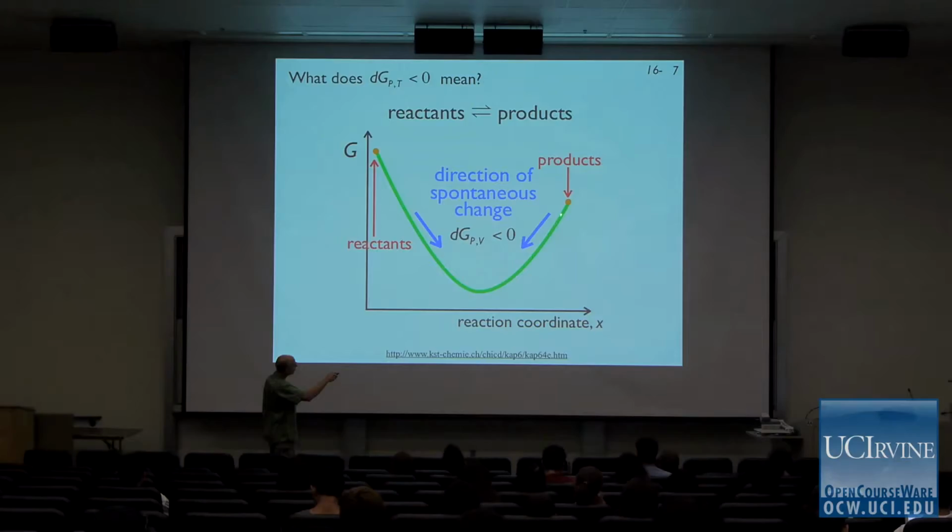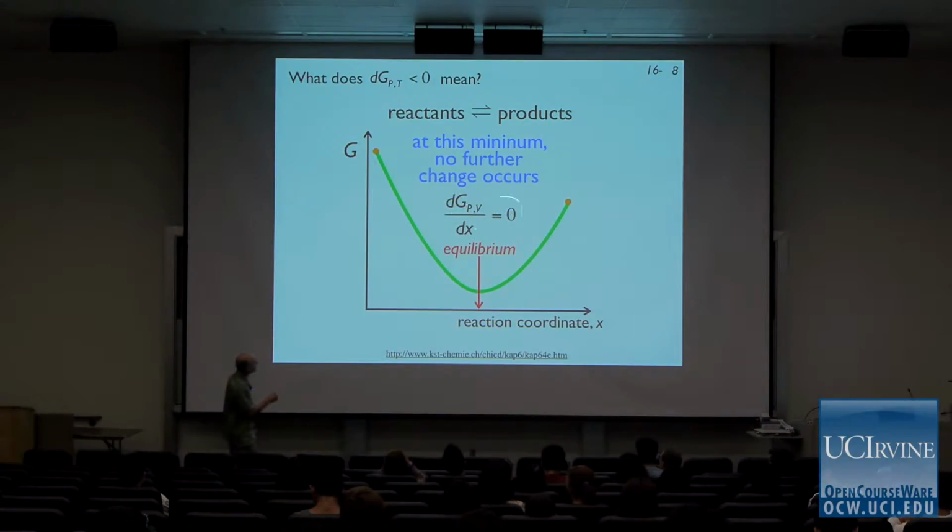And the Gibbs energy tells us what direction things are spontaneous in. So you roll downhill in this direction until you get here. You roll downhill in this direction until you get here. And at that point, there's no further change in the system. You're at equilibrium. And this derivative, right, the change in the Gibbs energy with this reaction coordinate here is equal to 0 at that point.